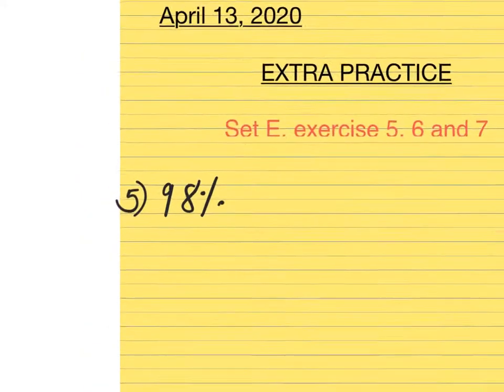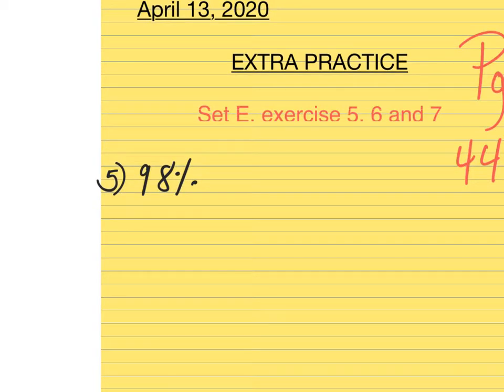you will see that Set E, exercise 5, says change 98% into the other two kinds of numbers. In this case, obviously a fraction and a decimal. So first, how do we change 98% into a fraction? Well, do not forget that a percentage is always a part of 100. So then the fraction is obviously going to be 98 over 100.